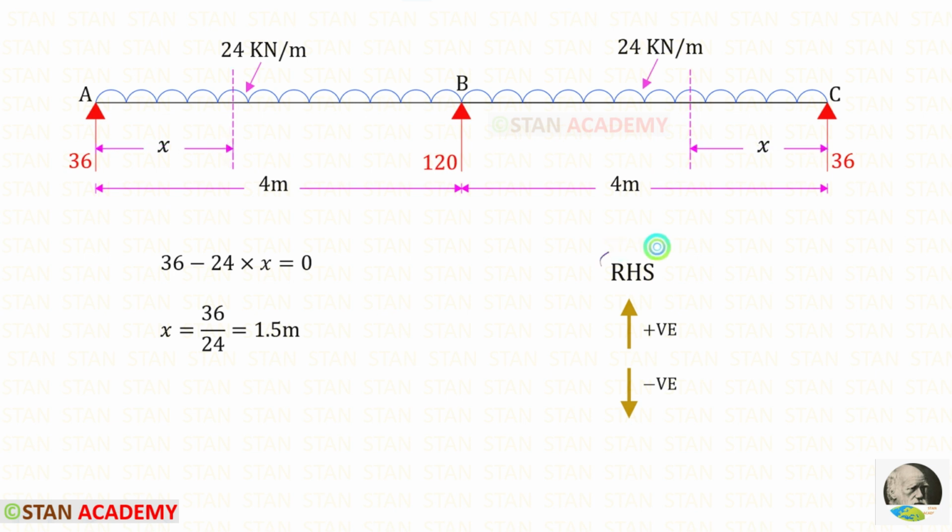Using the right hand side rule, we can find the shear force, which is 0. RA is acting upwards so it will be positive. The UDL is acting downwards so it will be negative and the distance is x. In this way for x we will get 1.5 meter.